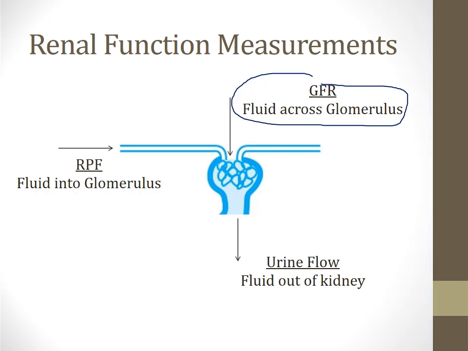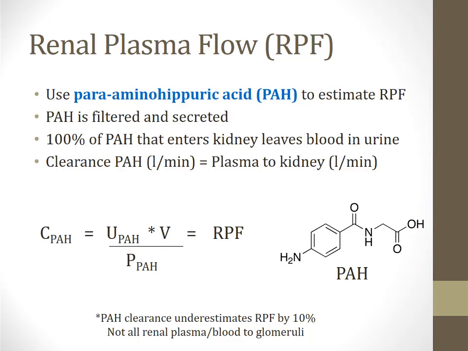Now let's talk about how we could determine the renal plasma flow. In other words, how much fluid is flowing into all the glomeruli in both kidneys. To determine the GFR, we used inulin or creatinine. To determine the renal plasma flow, we use a substance called para-aminohippuric acid, or PAH. Its chemical structure is shown on the screen here. PAH is not naturally occurring in the body, but it can be administered as part of a physiology experiment, and then we can use the clearance of PAH to determine the renal plasma flow.